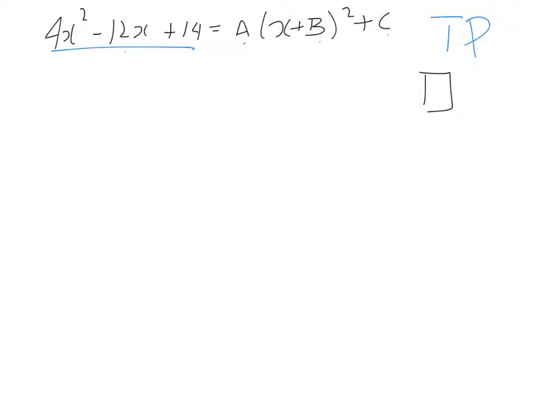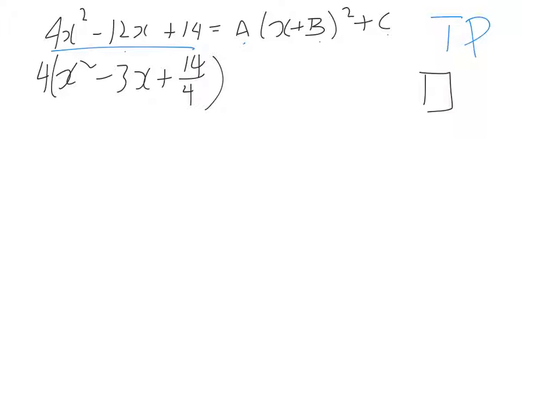First things first, before we complete the square, we've got this pesky 4 here. We can't complete the square if that's there. So what do we have to do? We need 1 as a coefficient. So how do we get rid of that 4? We take it as a common factor. So we've got 4, and in brackets, x squared minus 3x plus 14 on 4, and that'll simplify to 7 on 2.